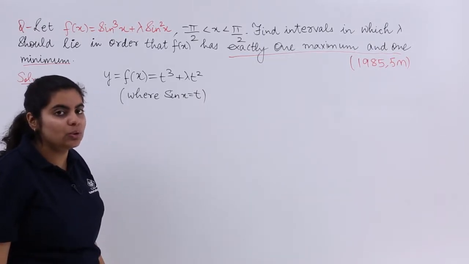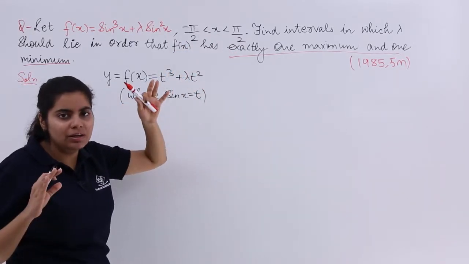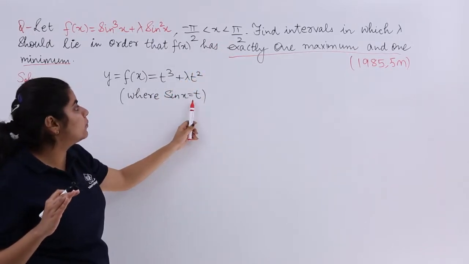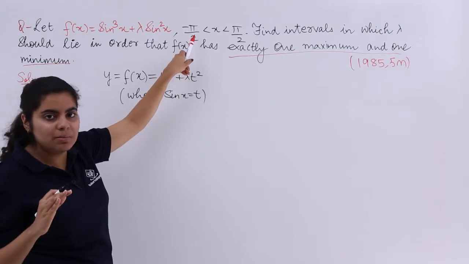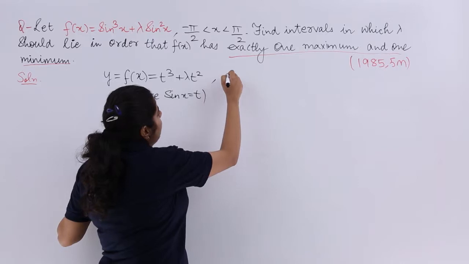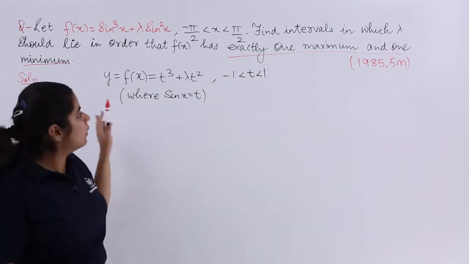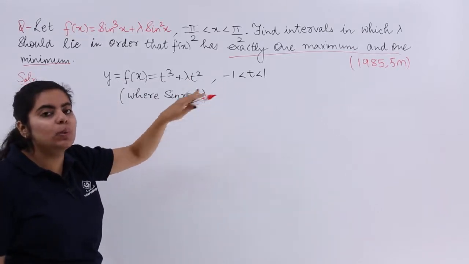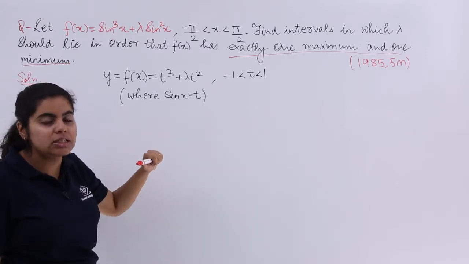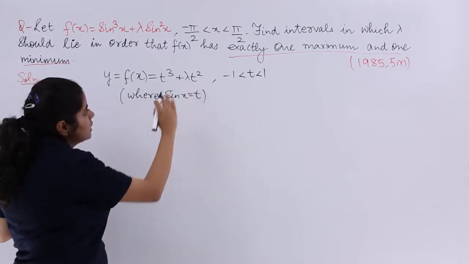Next, what I know is that minus π/2 to π/2 was the interval when we were talking about x. But now we are not talking about x, we are talking about t. So sine of −π/2 is −1, and sine of π/2 is 1. So I have to write −1 to 1 as my t now. Now this is the modified form of the function. For the sake of easiness we have done this. Now y is equal to something of this sort.